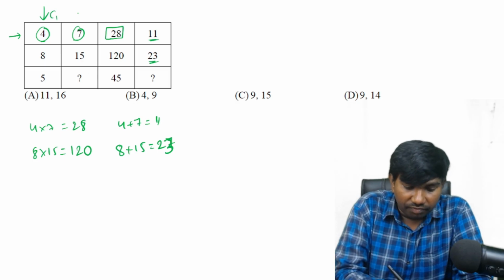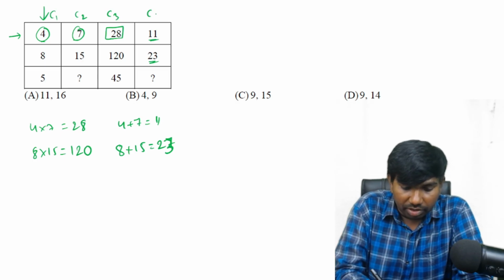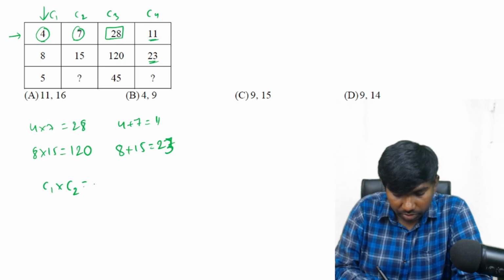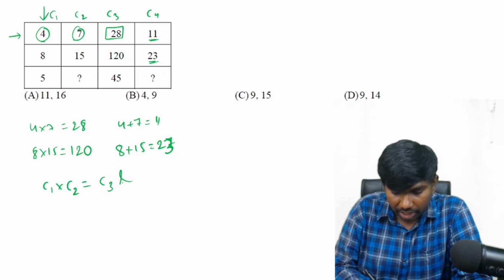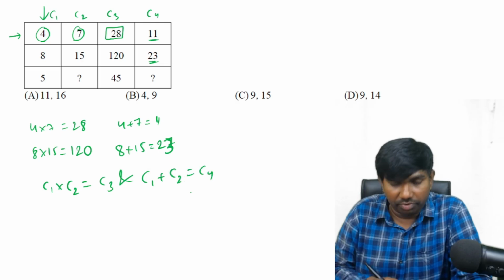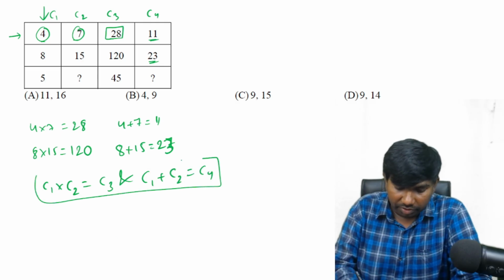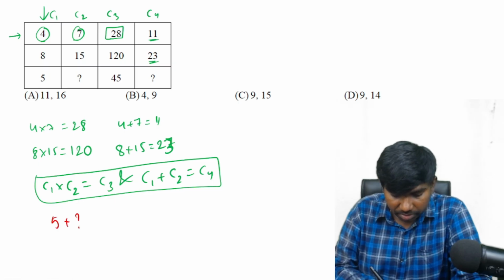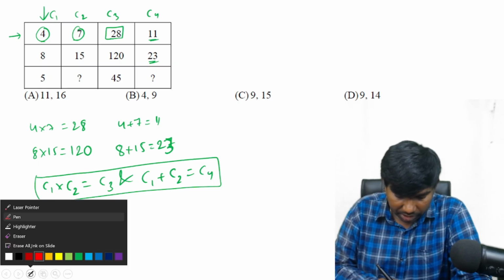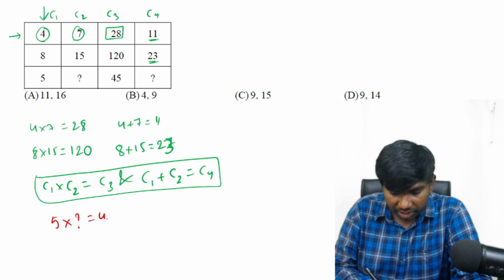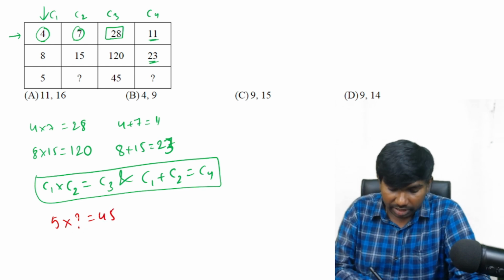So this is column 1, column 2, column 3 and column 4. So the logic here is column 1 into column 2 will get column 3, and column 1 plus column 2 will give column 4. So applying this logic on the third row, we will get our answer. 5 into question mark must be 45. So the question mark is satisfying.